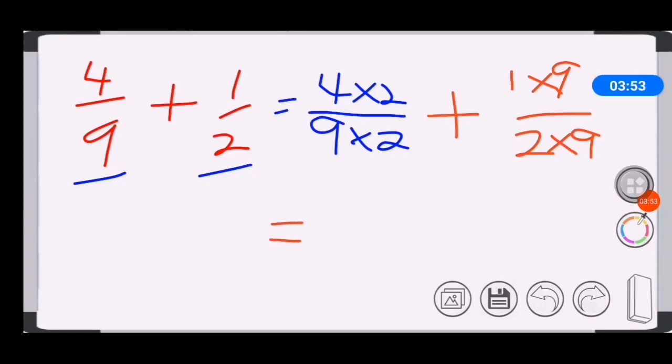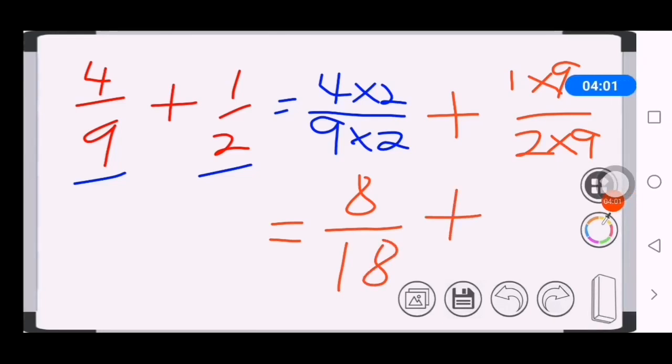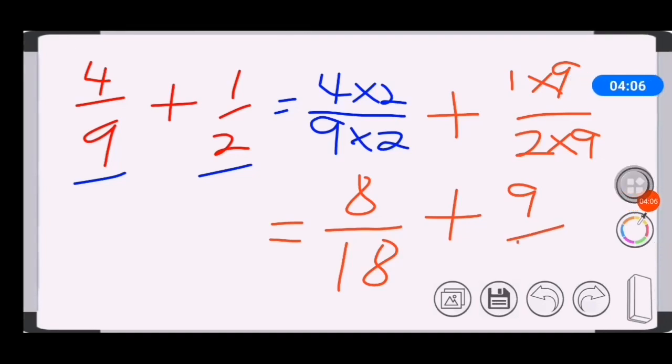What is 4 times 2? That is 8. Over 9 times 2, 18. Plus 1 times 9, it's a 9. Over 2 times 9, it's what? 18. Good. What will be my next step? Is to find my answer now.